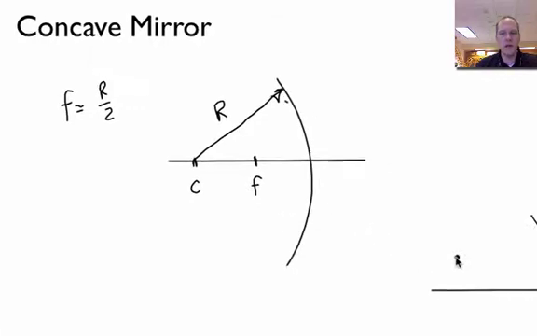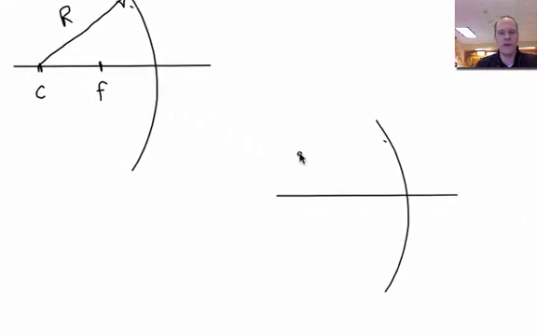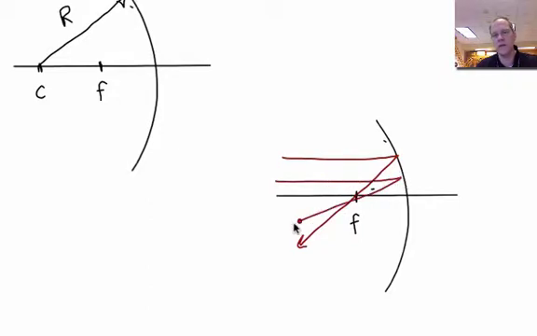So again, if we take a look at all the parallel light rays coming in, if this is our focus point down here, and we look at a parallel light ray coming in, it will reflect through the focus. Take another parallel light ray, again, it'll reflect back through the focus. So really, any light ray hitting that mirror that's parallel to that axis of symmetry will reflect back through.